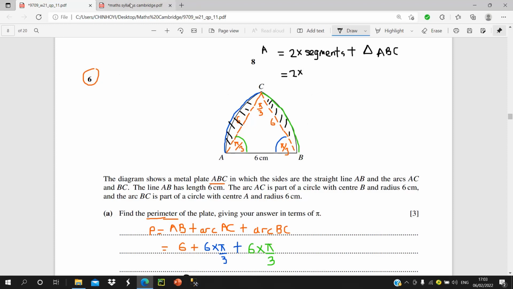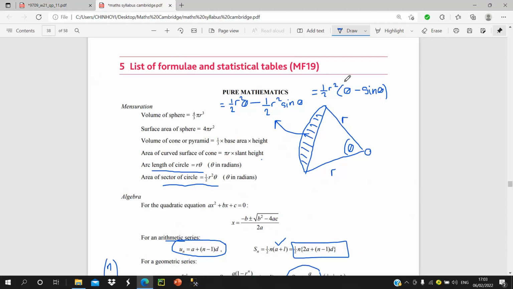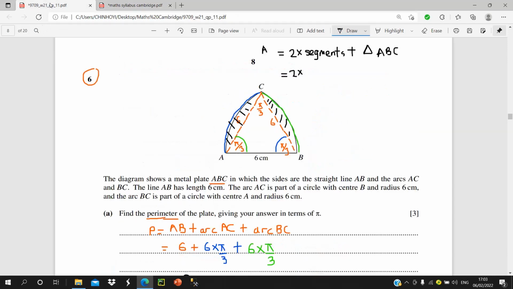I've shown you here how to derive the formula of a segment. So it's half r squared, open bracket, theta minus sine theta. So here it's half r squared, where r is 6, so it's 6 squared. Then I open bracket, then theta, which is pi over 3, minus sine theta, which is sine pi over 3.